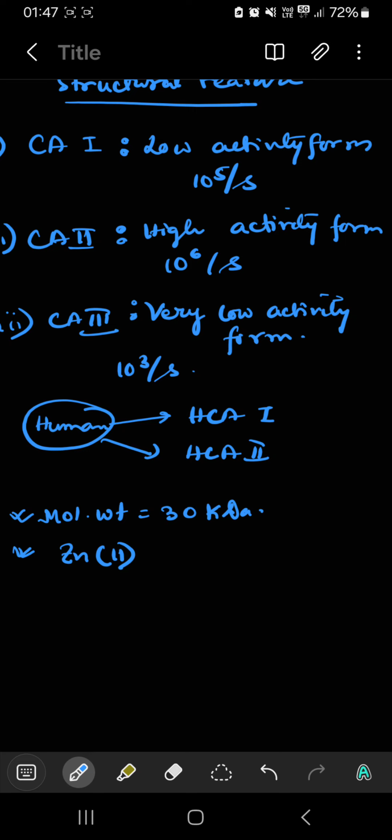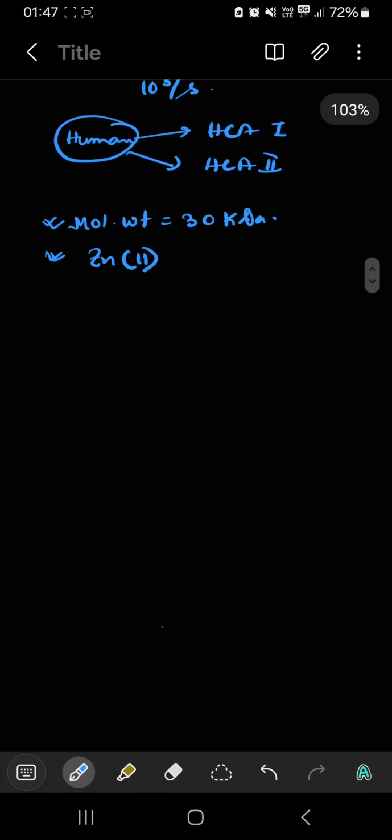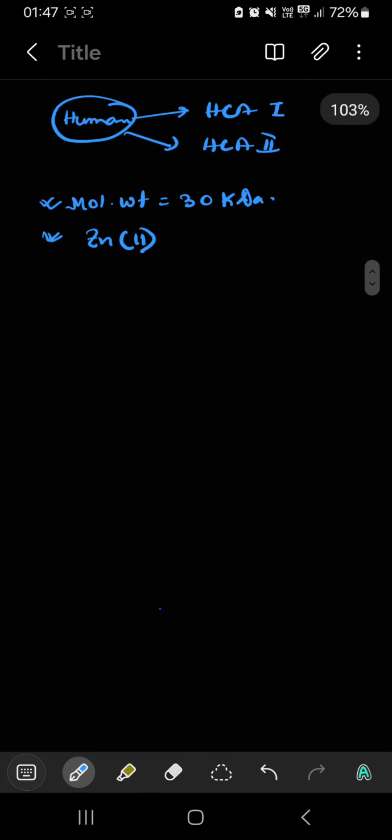Now, this zinc is present inside a single chain polypeptide, that is, its pocket is made by a single chain polypeptide. Now we will go into the details of human carbonic anhydrase 2, which is the most active form of carbonic anhydrase found in humans.